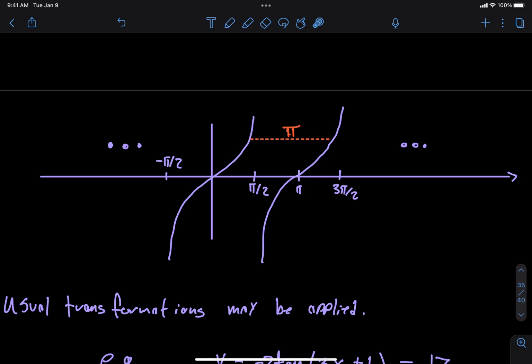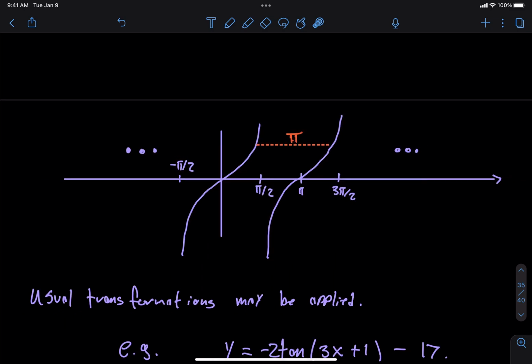Okay, if no questions, then just know that we can do the usual transformations. We can stretch, we can shrink, we can reflect, and we can shift. So a vertical shift, what would we do? We'd go up 3 units or something like that, and we would draw this like this instead. Or we could move it to the right, move it to the left, compress it, or whatever.